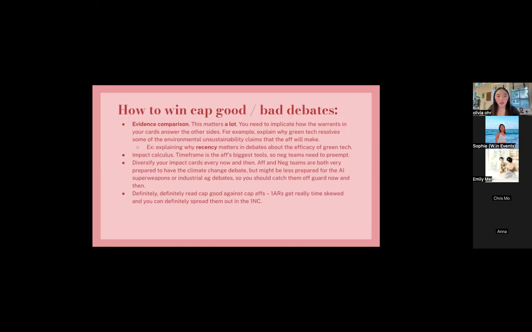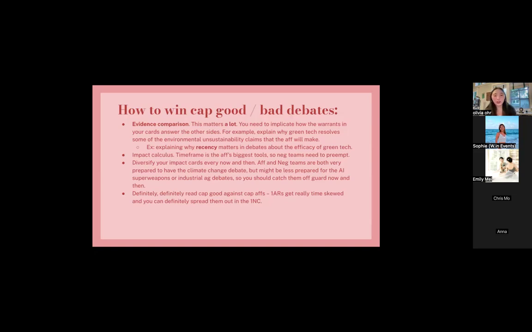Next is impact calculus. So time frame is the biggest aff tool. So the neg needs to be reactive and preempt the time frame arguments that the 2AR is going to make. And then you need to uplayer their offense and make comparative weighing arguments, because if one side's going for war and one side's going for warming, then it can become difficult to resolve for the judge, and it makes the debate a lot more of a coin flip than what you'd want it to be.